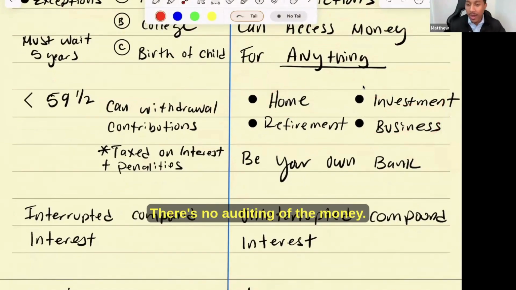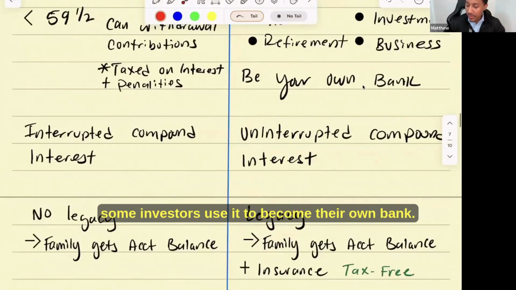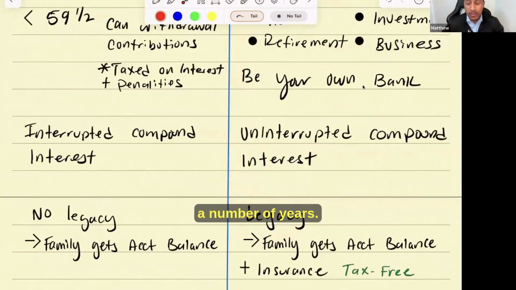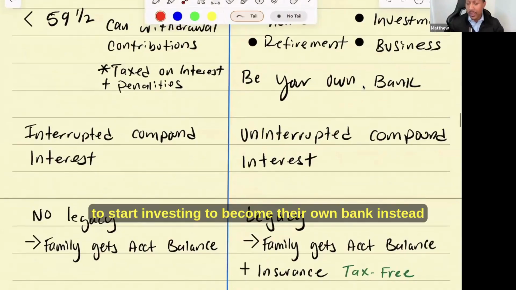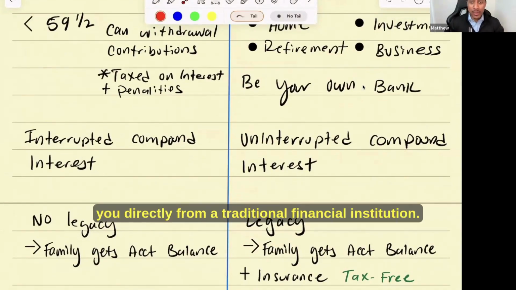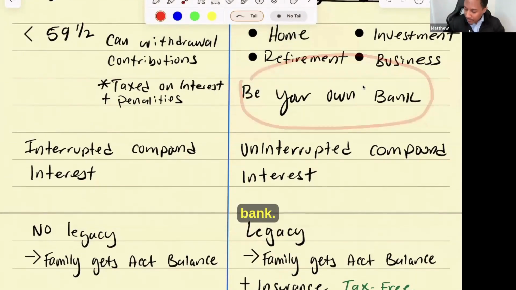Okay, there's no auditing of the money. Now, some investors use it to become their own bank. So they can contribute to the plan for a number of years. Then, once that account is sizable, start pulling money out, in year 2, year 3, year 5, start investing to become their own bank instead of getting all their capital directly from a traditional financial institution. So these plans can be your own bank.